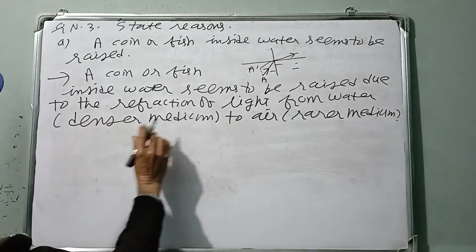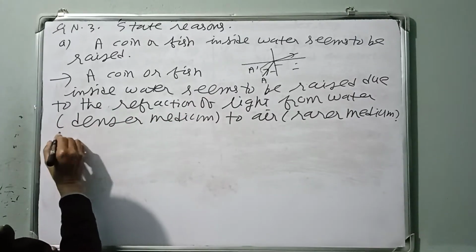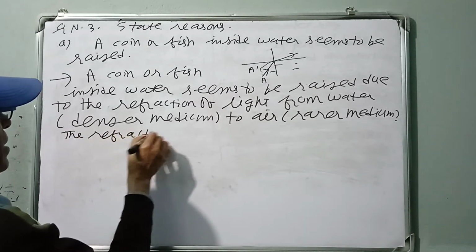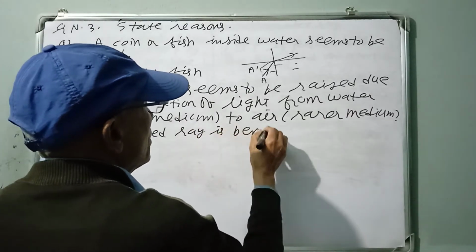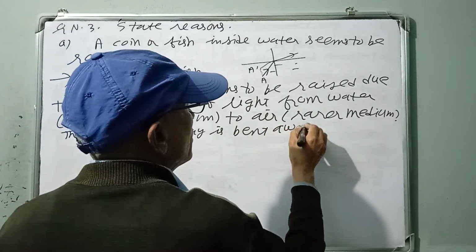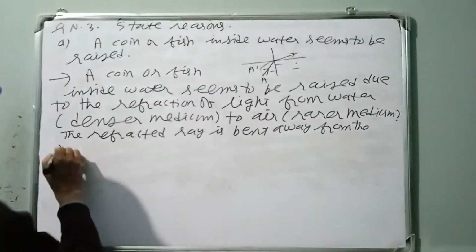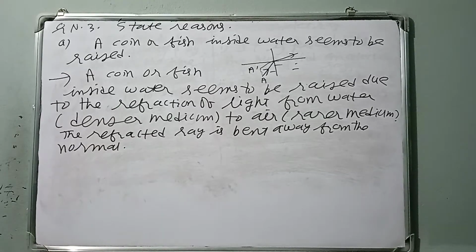That means it is due to the refraction of light from water to air. It means the refracted ray is bent away from the normal. A fish seems to be raised.